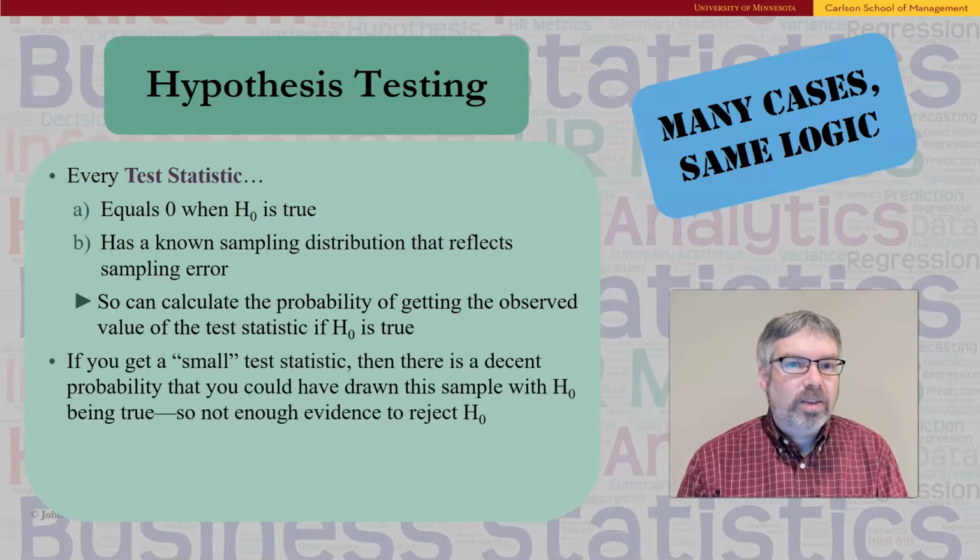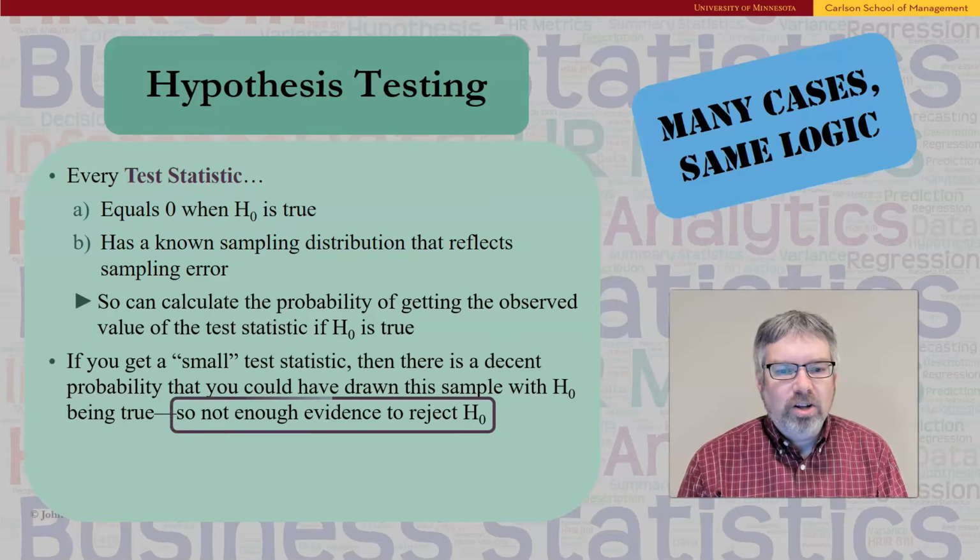And then, on that basis, if we think that our test statistic value is small, then there's a reasonable probability that we could have obtained this sample under the assumption that the null hypothesis is true. So in other words, if we have a small test statistic, there's not enough evidence to reject the null hypothesis.